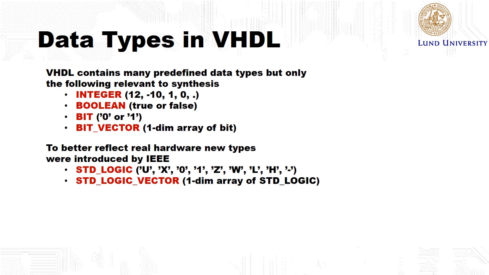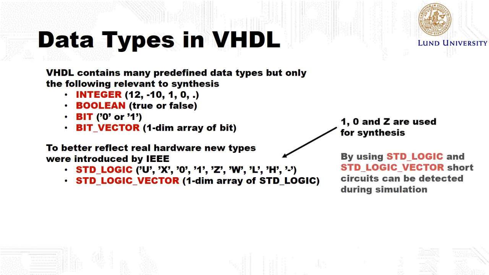When you describe hardware, you will more or less always use 1 and 0 and sometimes Z. But when you run simulations, you will also see the U and X appearing. So if you have an uninitialized signal, the value U will appear in the simulation. Similarly, if you have a short circuit, you will see the X appear. A short circuit could be that, for example, you connect the output of two different gates together and then try to drive different values. This will create a short circuit, and it can be detected in the simulation.